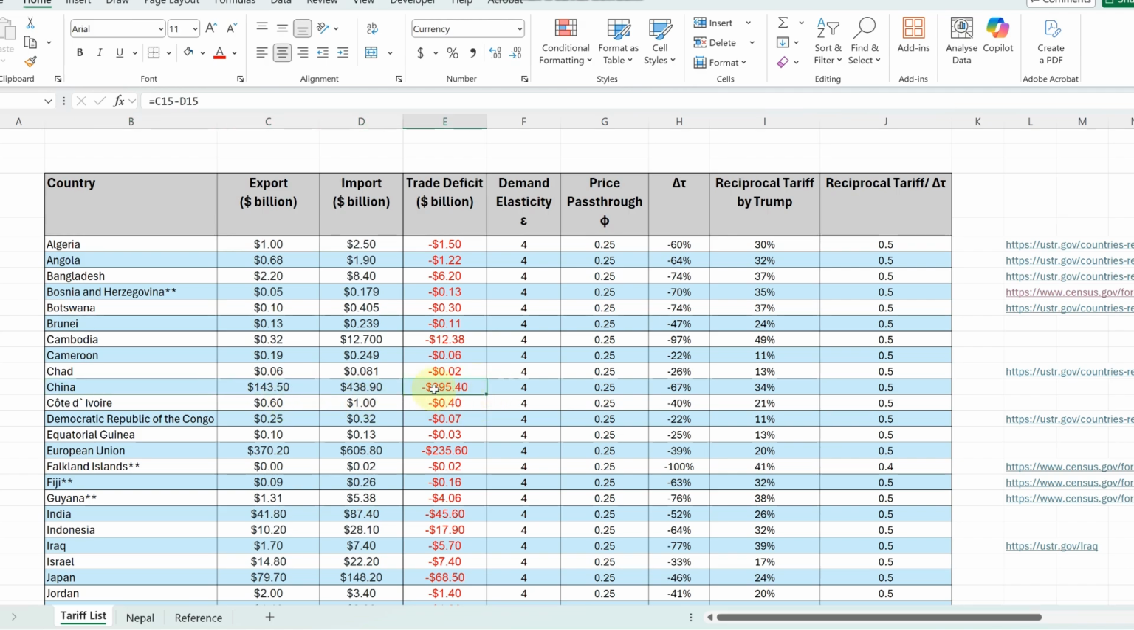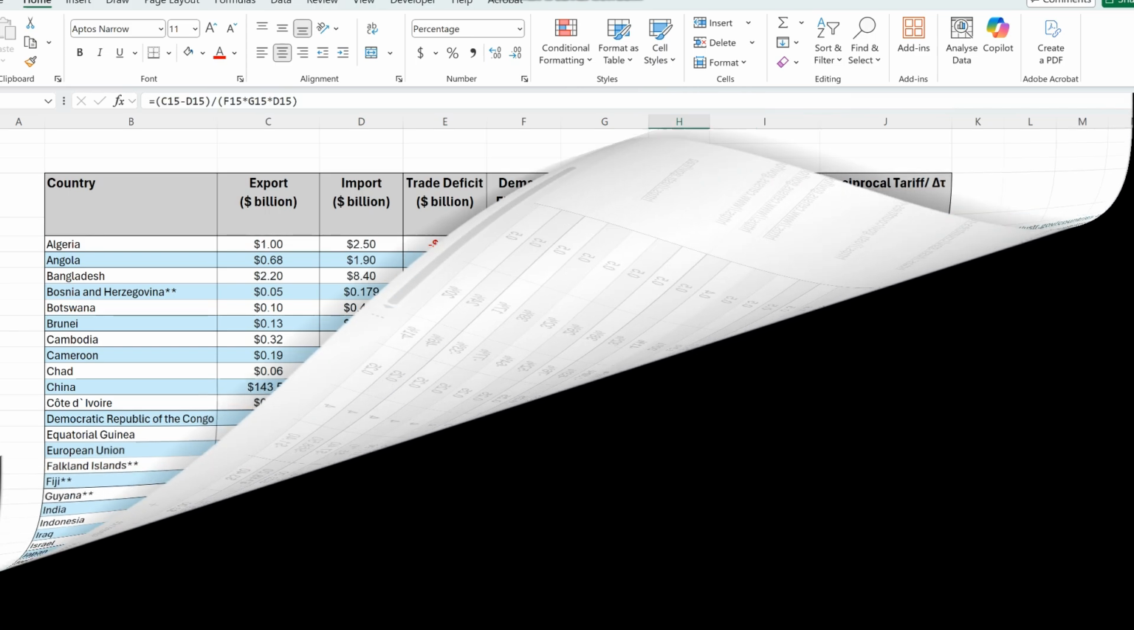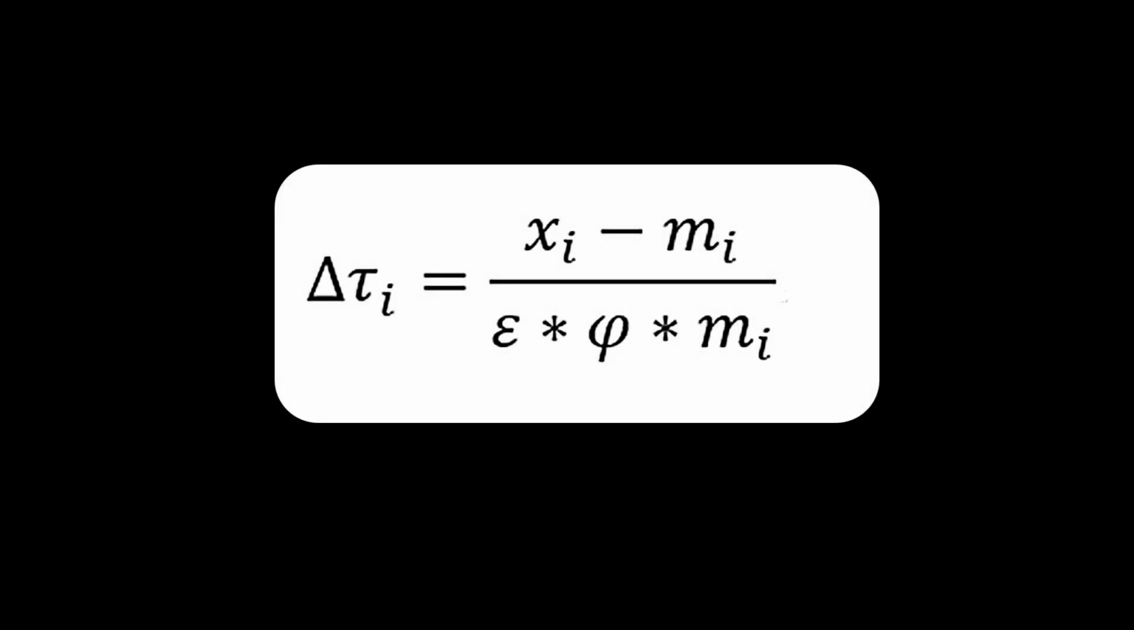So America clearly is a consumer-focused economy. And this is not a bad thing at all, but like most things, it has its pros and cons. Also, the reciprocal tariffs are half of the calculated ones in all cases. So now let's look at China here.